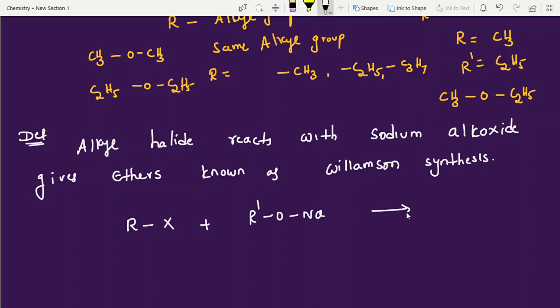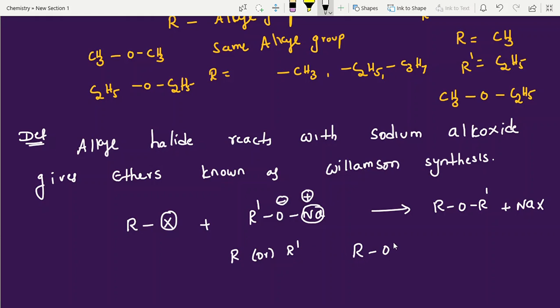So finally it gives, students, the byproduct, NaX. That's it. The remaining is the main product, ROR dash. If you take the same alkyl group, symmetrical ether; if you take different alkyl groups, unsymmetrical ethers. Like that we are preparing. But here the most important points, now I am writing. Here RO minus, this is Na plus, this is RO minus, R or R dash, your wish.